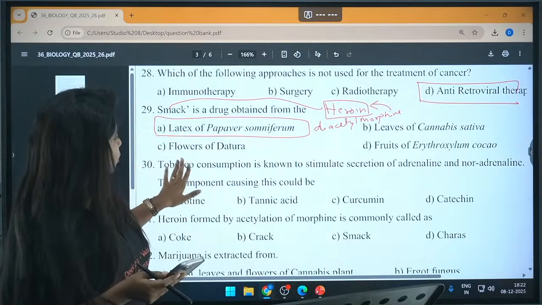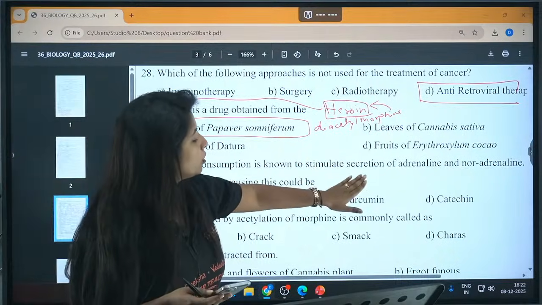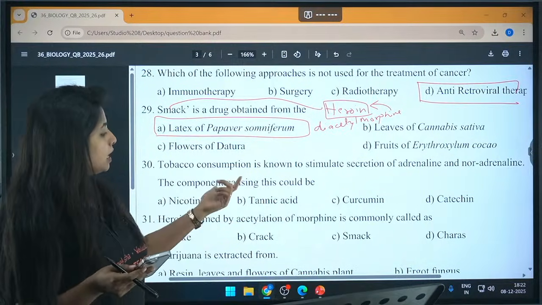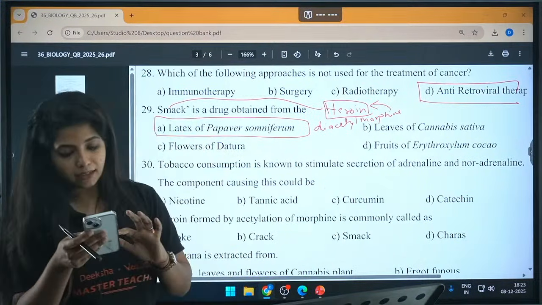Okay? Now, tobacco consumption is known to stimulate secretion of adrenaline and noradrenaline. The component causing this could be nicotine, tannic acid, curcumin, and catechin. We solved it.